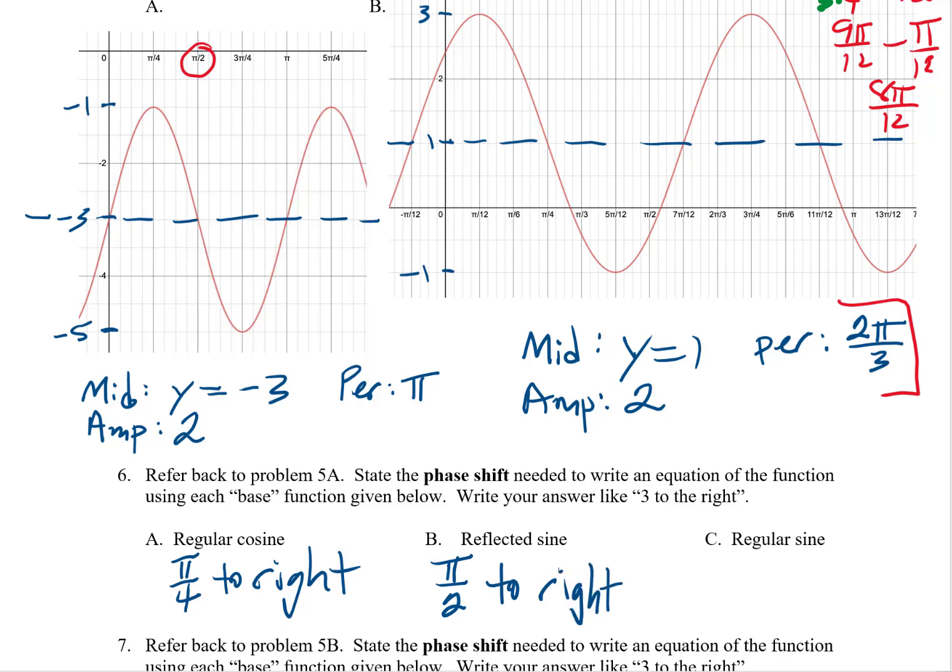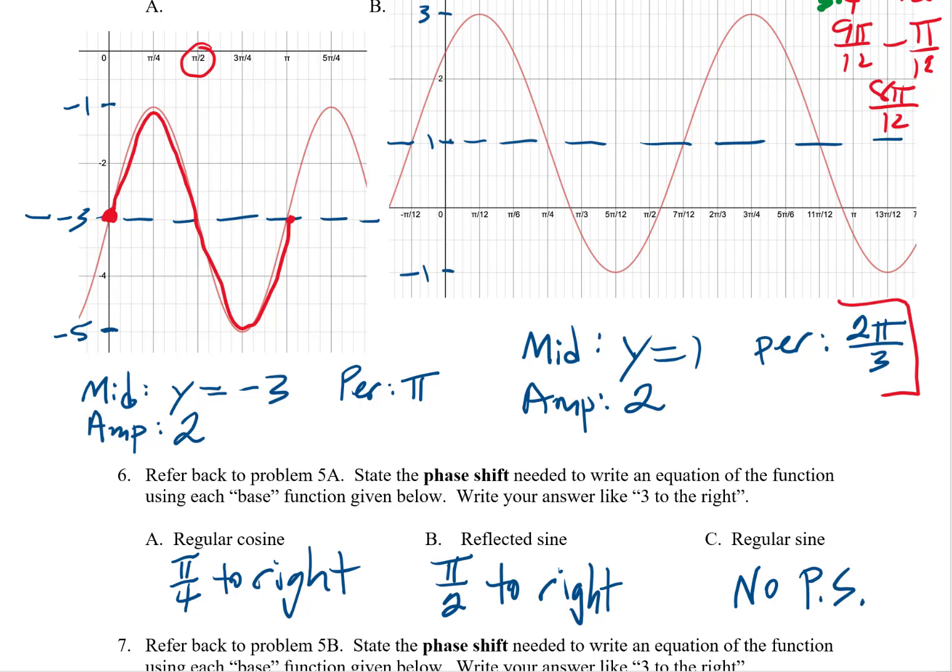And then the last one says regular sine. Well, regular sine is the hill and the valley, and that one I see right at the beginning here. Here's the hill, here's the valley. Well, this one already starts along the y-axis, which means if I wanted to use regular sine, I would not need a phase shift.